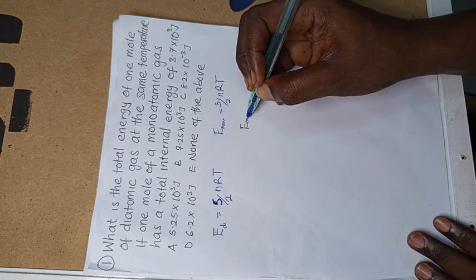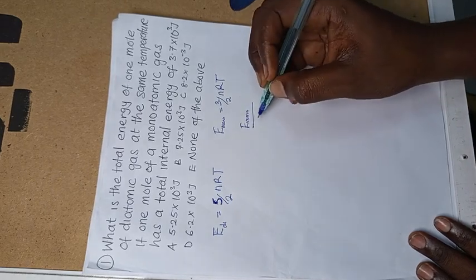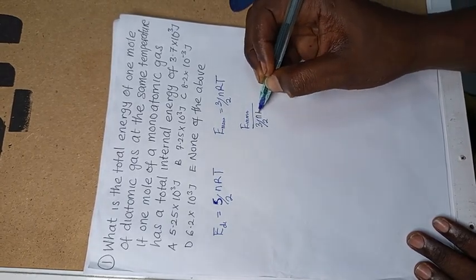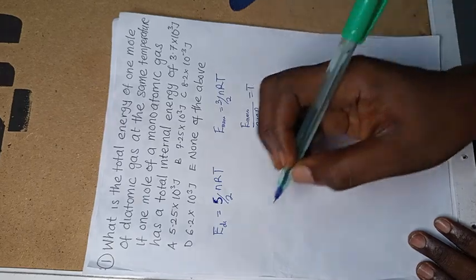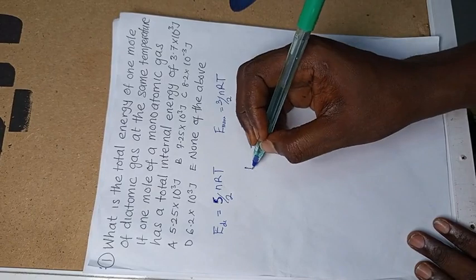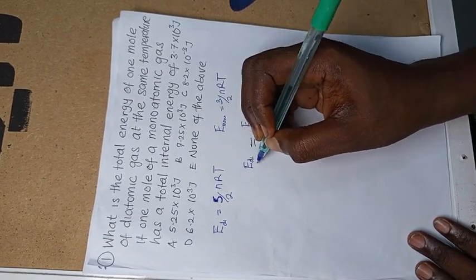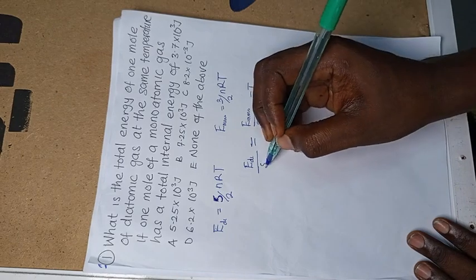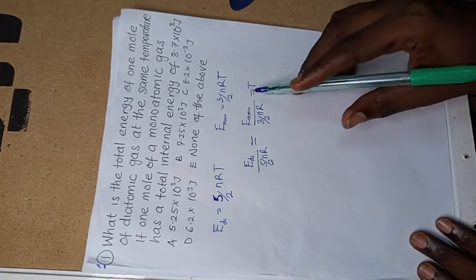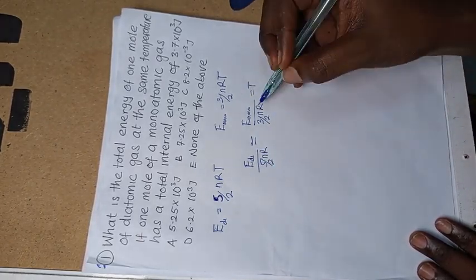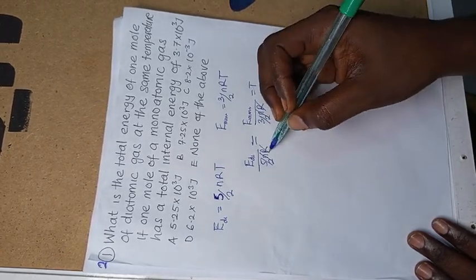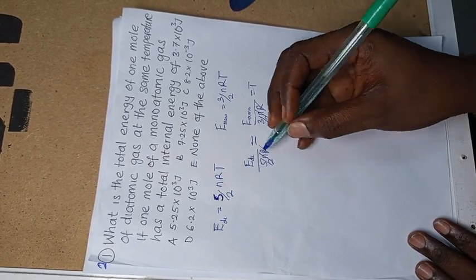E mono over 3/2 nR equals T. Then it will be equal to the temperature. Making the temperature the subject, the formula for the energy of the diatomic gas is E over 5/2 nR. So now the two of them have the same temperature. This one can cancel this, and this can also cancel this. So these two will go up.